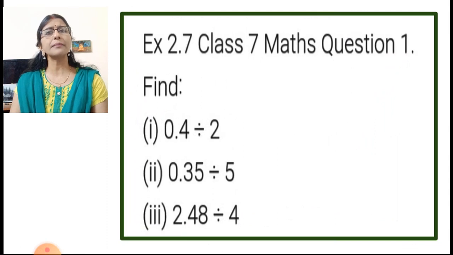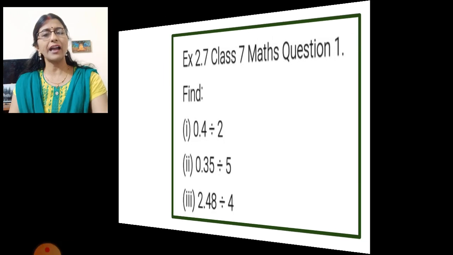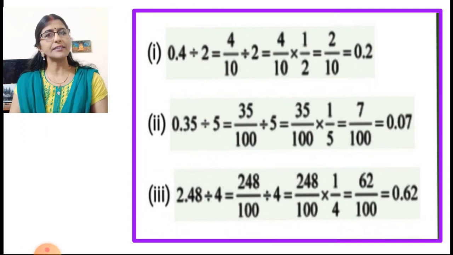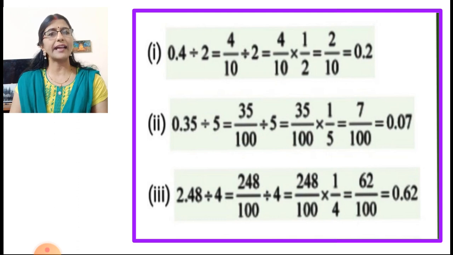This is question number 1 of exercise 2.7. First question is find 0.4 divided by 2, 0.35 divided by 5, 2.48 divided by 4. Here you can see the divisor does not have a decimal point. Only the dividend has a decimal point. So let us see how to solve it. First we will have to convert the decimal number into a fraction. Let us see how it is done.